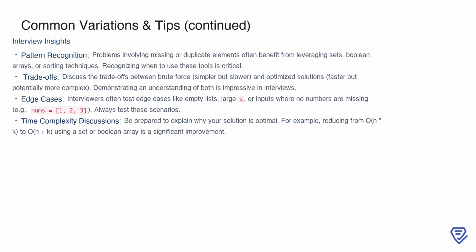Understanding the broader patterns behind this problem can be very helpful, especially in an interview setting. Problems involving missing or duplicate elements often benefit from tools like sets, Boolean arrays, or sorting. Recognizing when to apply these techniques can make a big difference. Additionally, you should be prepared to discuss trade-offs between brute force and optimized solutions. While brute force methods may be simpler to implement, optimized approaches like using sets are faster and highlight your ability to think critically about performance.